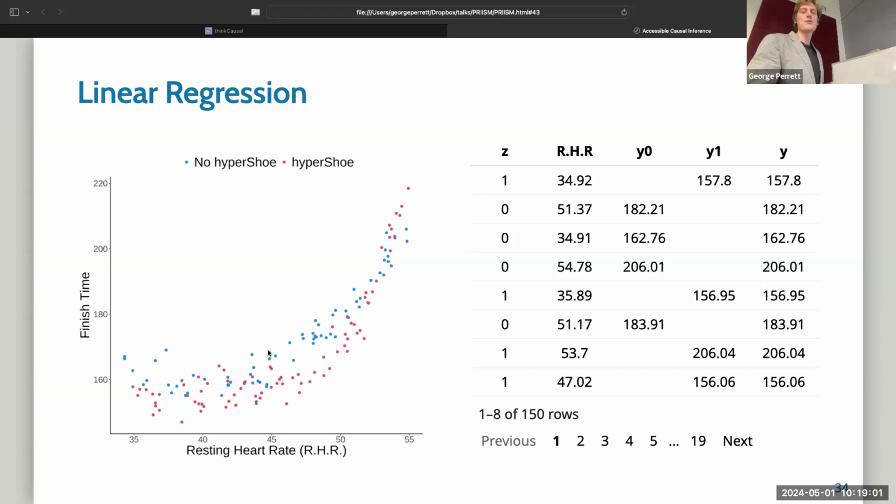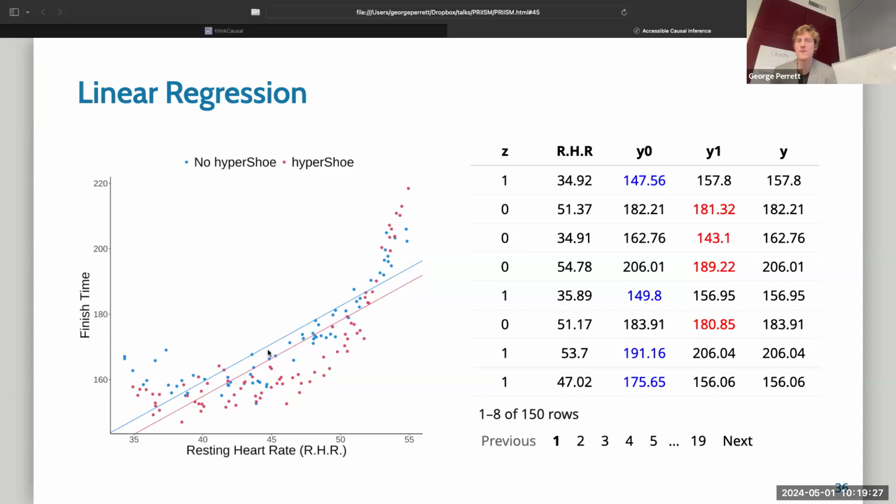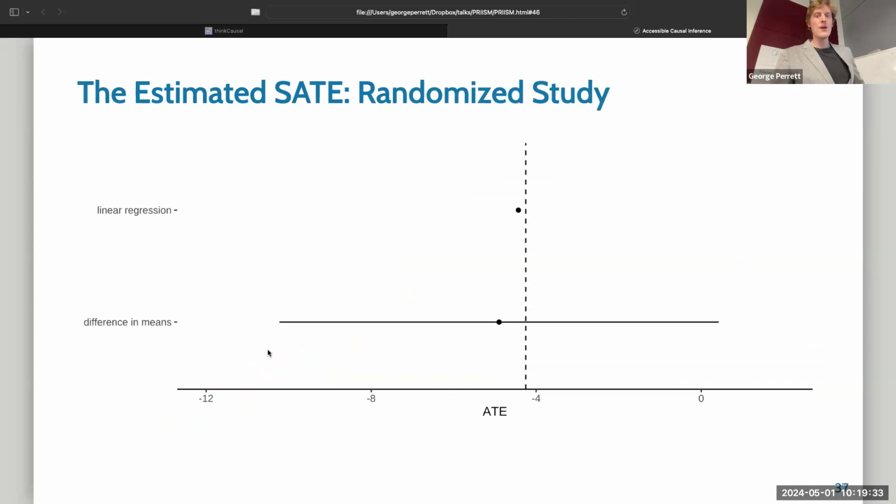Now we're bringing in information from resting heart rate, which I'm abbreviating as RHR. So I'm going to fit a linear regression, and I can plug in my predictions from this regression to my missing Y0s. So for the first runner, row 1, we observe a Y1 time of 157, and we can impute the Y0 value right here. And I can also fill in the missing Y1 values and get some predictions for those too. And then I can write down my estimated SATE, my estimated average treatment effect. And the estimate looks very, very similar to the true average treatment effect.